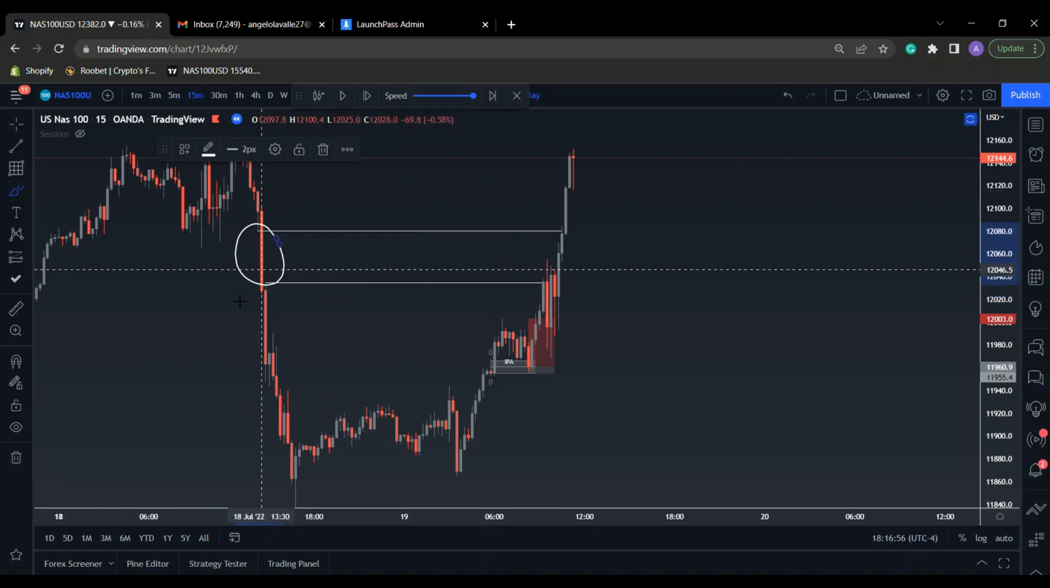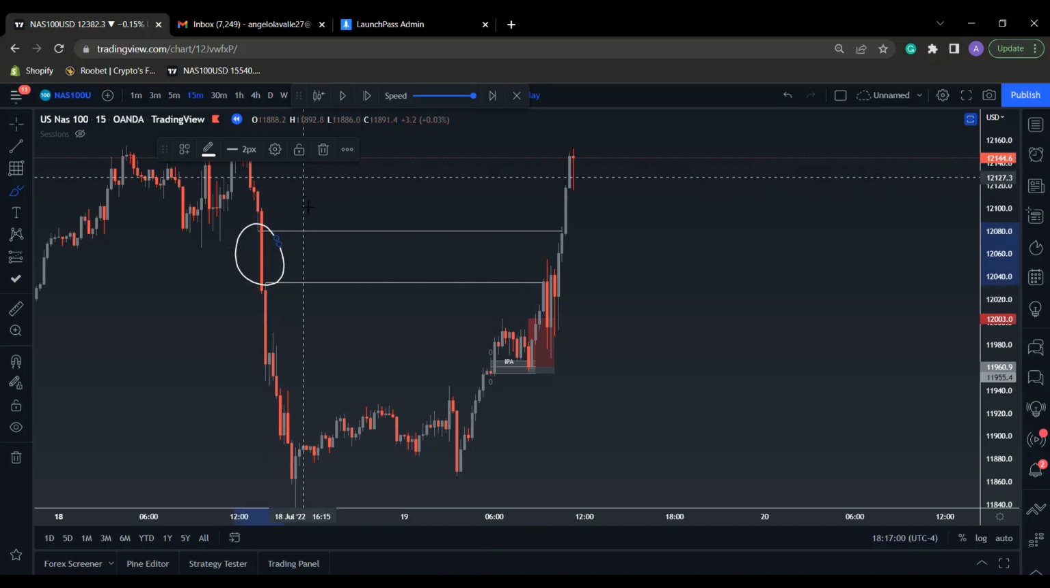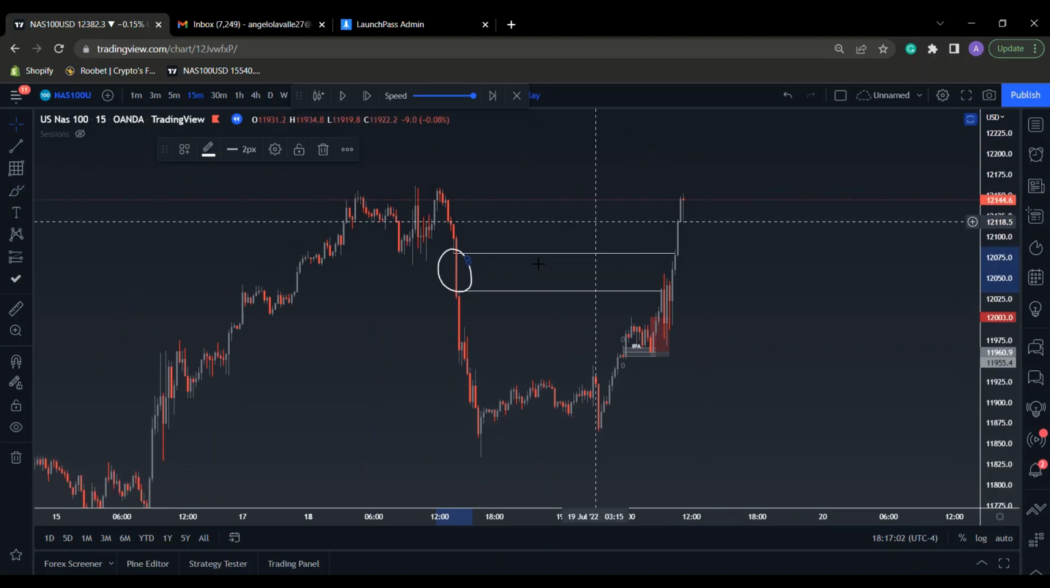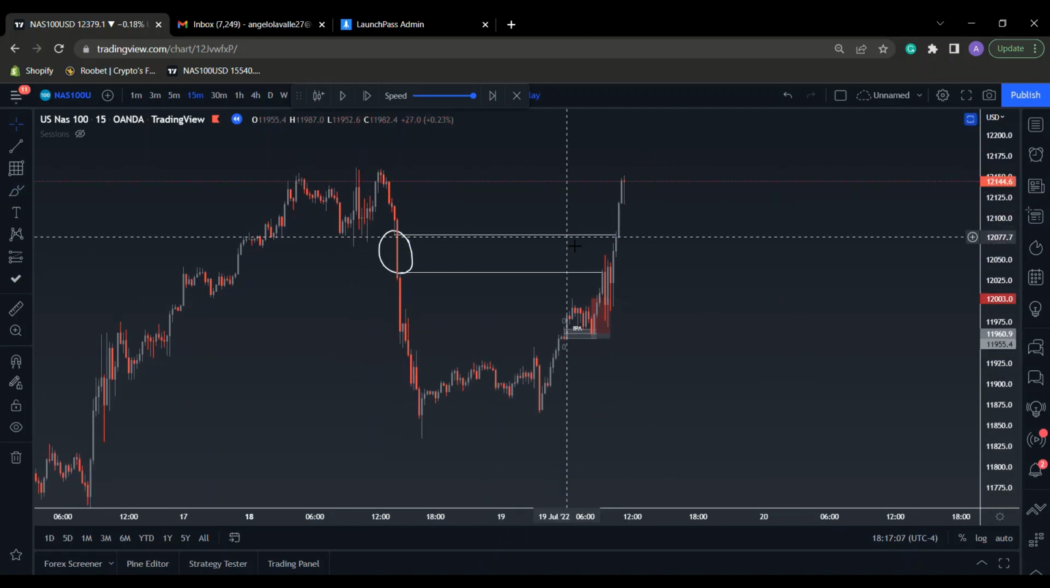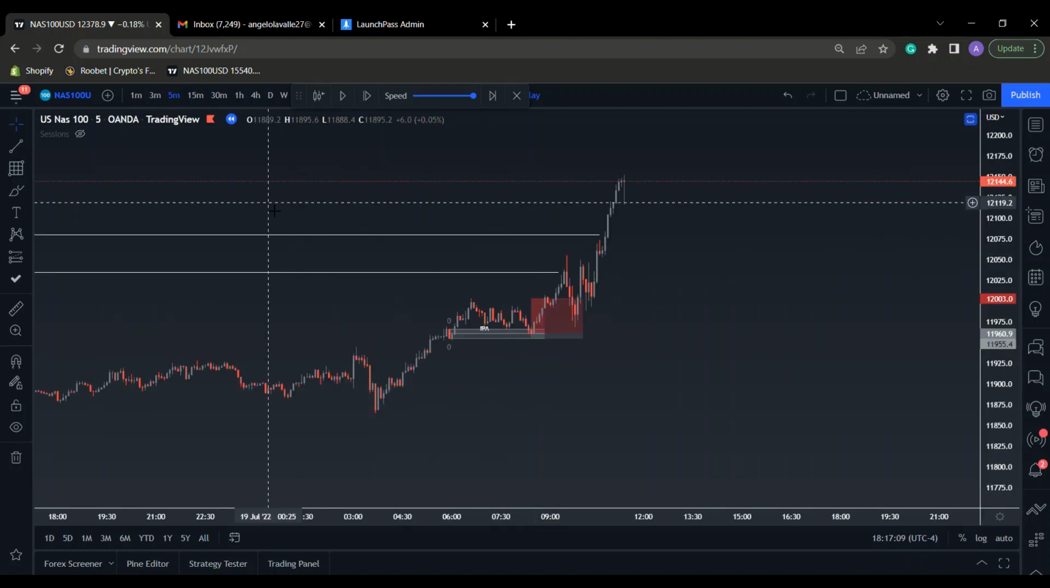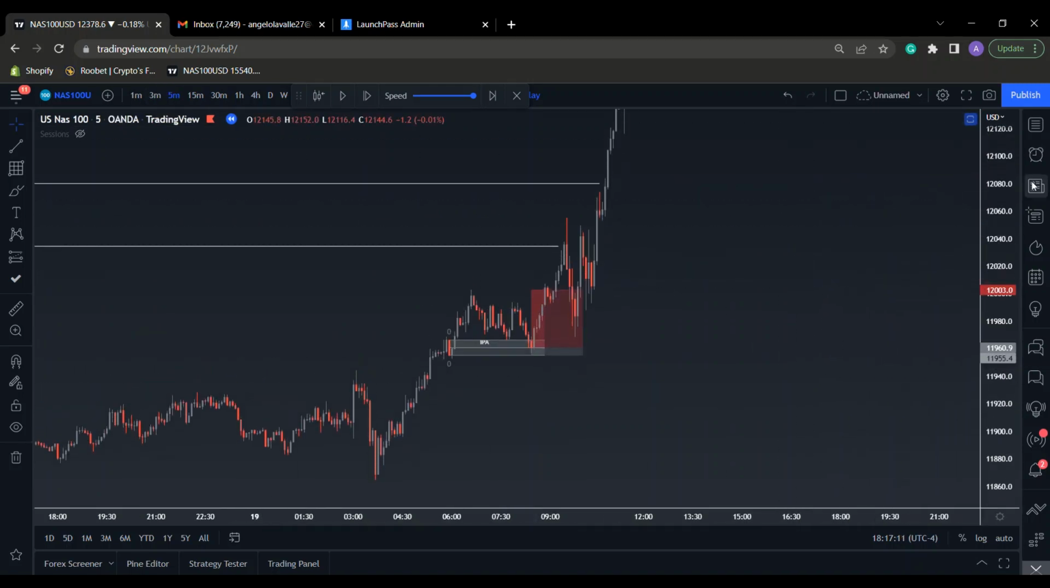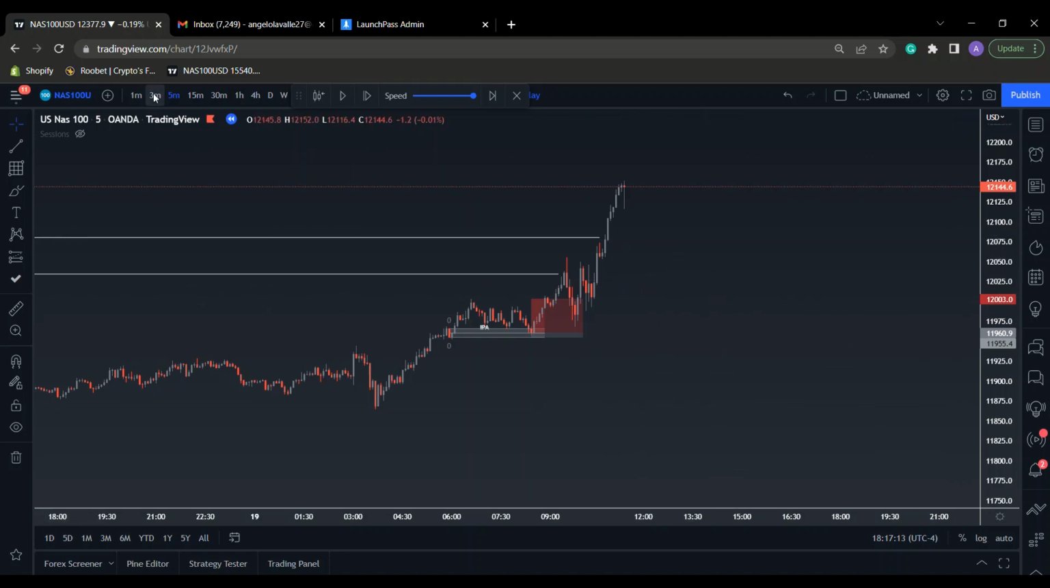Price left the day before, must have been news or something. Price just pushed down way too quick. Price had to retrace back up to this area to fill more orders and stop other people out. That's basically it. That's imbalance. That's how I use imbalance.